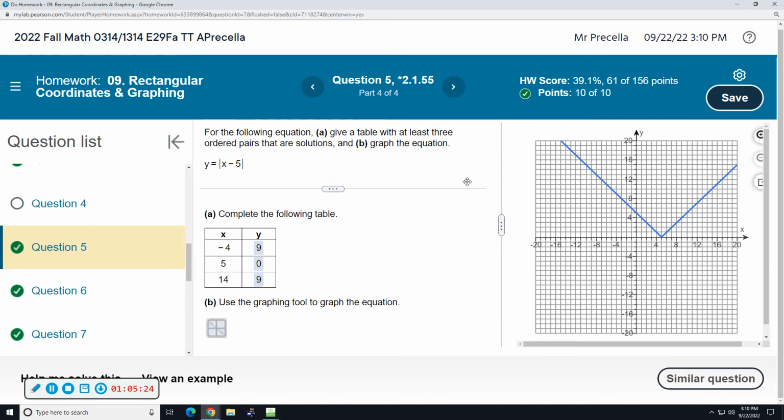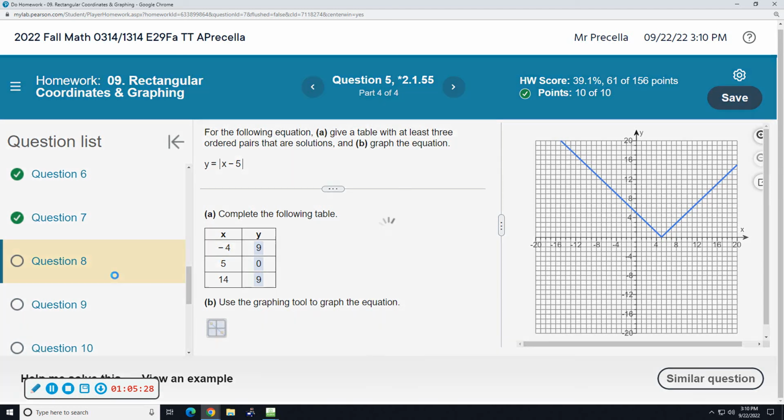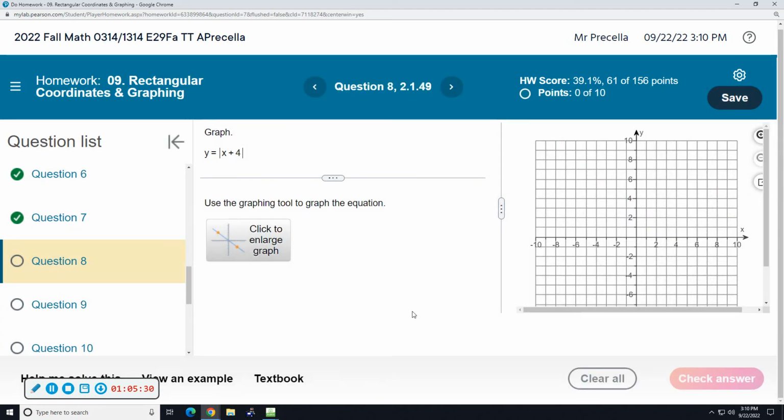Okay, number 8. It's another absolute value. So this one we don't have any points. They don't give us any points. You have to choose them yourself. Okay, let me write the problem down. This is number 8. We want to graph y equals the absolute value of x plus 4.